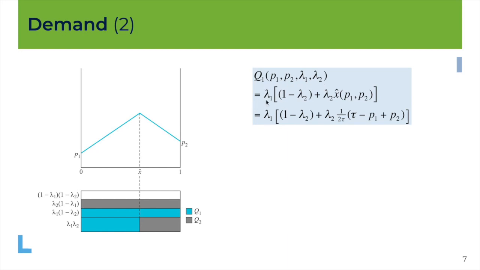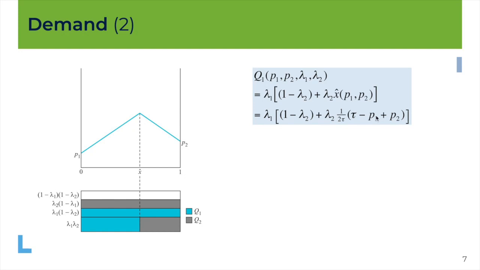Okay, so consumers to buy from firm 1, they must be informed, so they must have received an ad. This comes with probability lambda 1. And there are two possibilities. Either they didn't receive an ad from firm 2, with probability 1 minus lambda 2. In that case, they buy no matter what. And finally, the last case is where they have received an ad from firm 2, which comes with probability lambda 2, and then only a fraction of them, those at the left of x hat, will buy from firm 1. Okay, so if you replace x hat by its value, you have the total demand for firm 1.